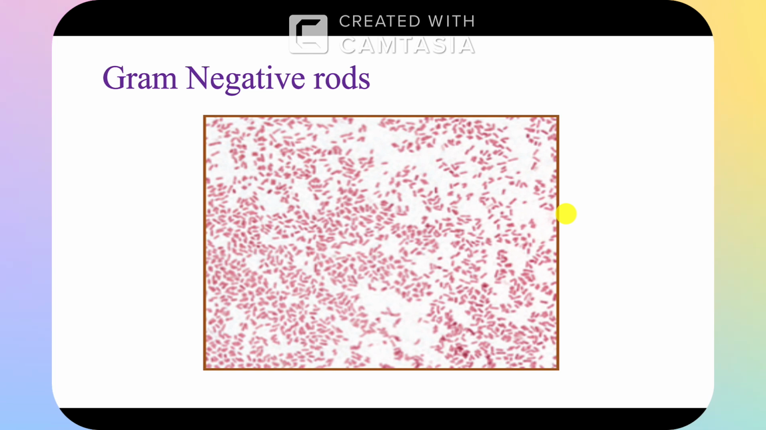E. coli, Escherichia coli, is one member of the Enterobacteriaceae. It is gram-negative rods. And E. coli causes a lot of infections, of course, and especially in gastrointestinal infections.